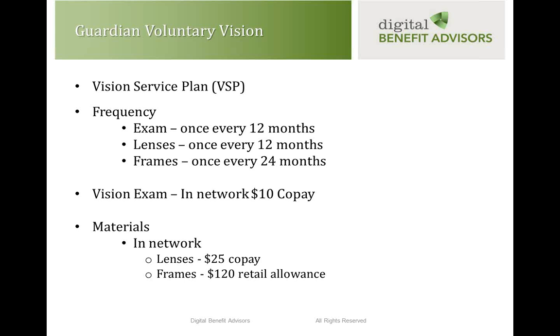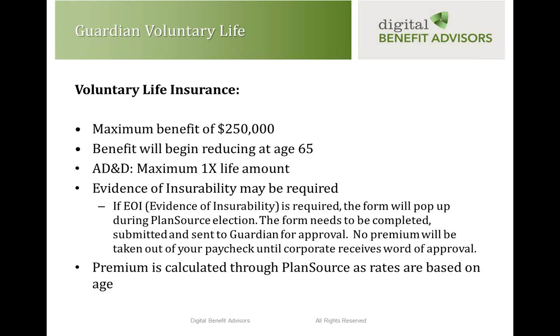You have an exam available once every 12 months for a $10 copay. Lenses available once every 12 months for a $25 copay, and those are just standard lenses. I believe you can upgrade your lenses for other costs. Frames are available once every 24 months at $120 retail allowance. And then you can also elect to receive contact lenses in lieu of frames and lenses, and that also has a $120 retail allowance.